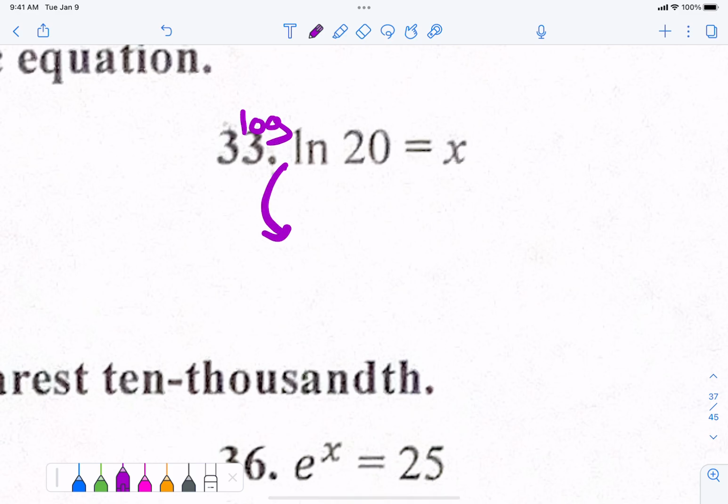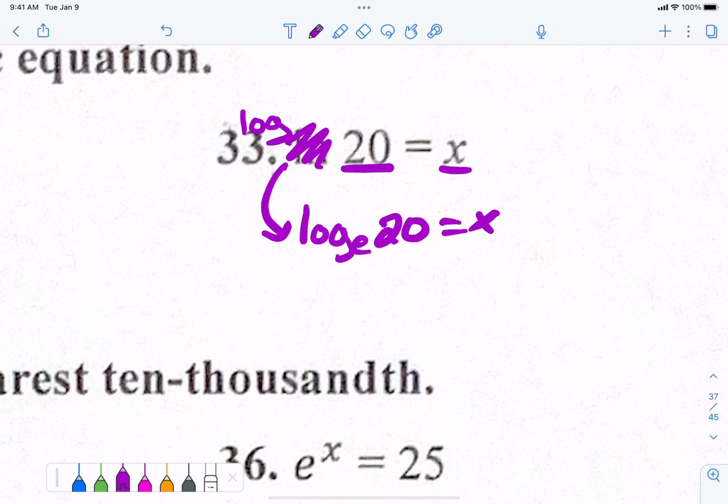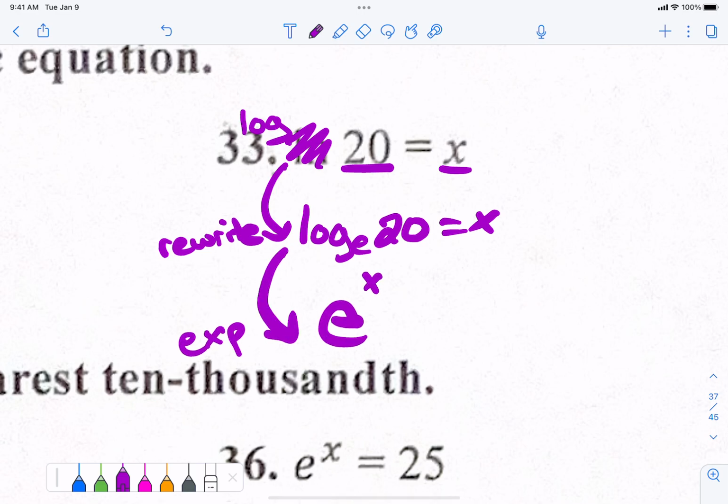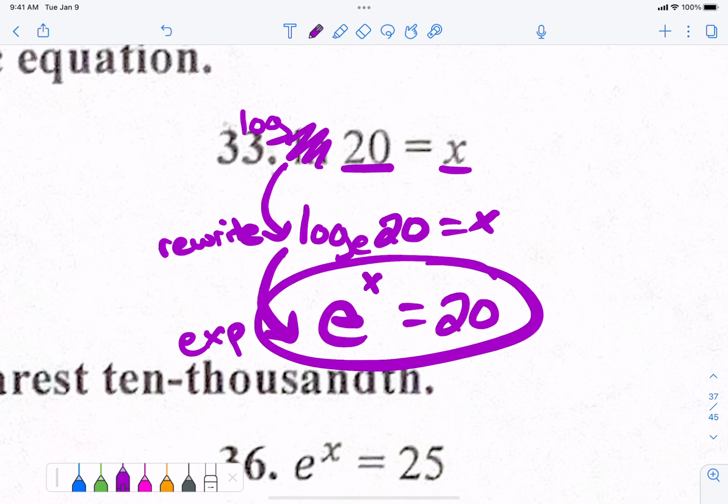Okay, but the problem is if I want to make it an exponential function, I have to first have 3 pieces, and I only have 2 here. Where's my third piece? E. ln is the same thing as log e. So I'm not doing my flippity-do yet. I am just rewriting ln as log e, and now I'm going to make it an exponential function. E to the x power equals 20. That's what it needs to be. Does that make sense? So you're going to have a step in there where you're switching log e to ln or ln to log e, right? That's how that works.